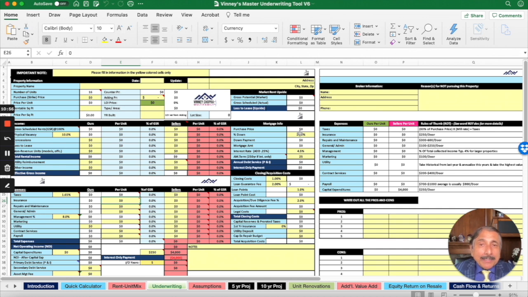Now, what's over here is, as you see, the purchase price, the down payment, what percentage, and then the down payment will calculate by itself, remember? Then the interest rate, what's the interest rate? And then the amortization term.